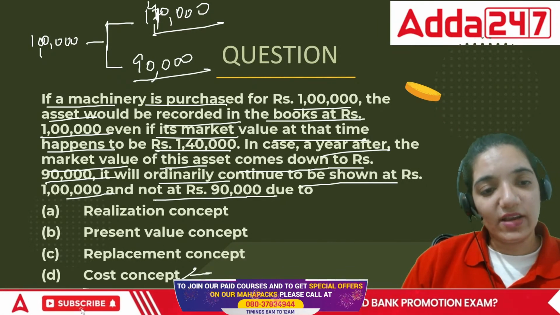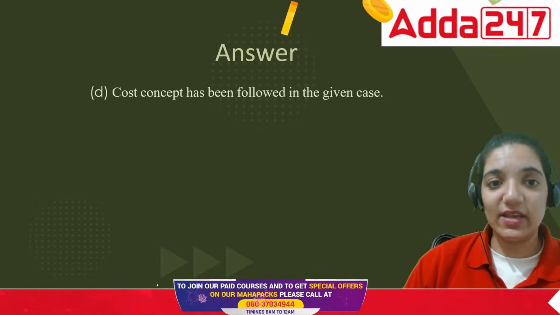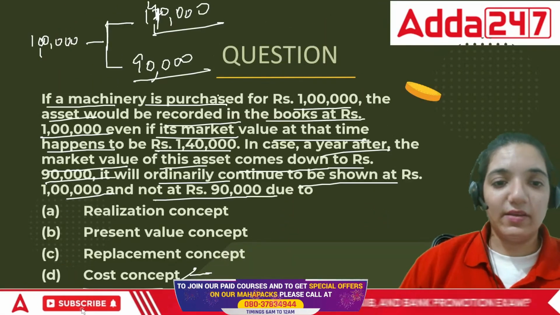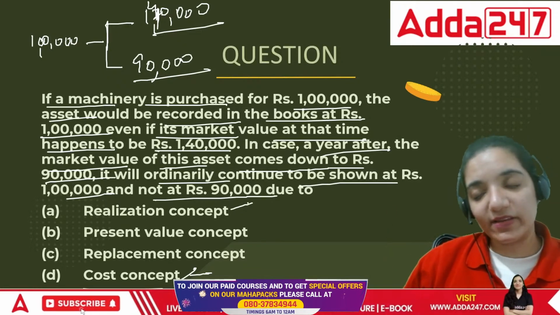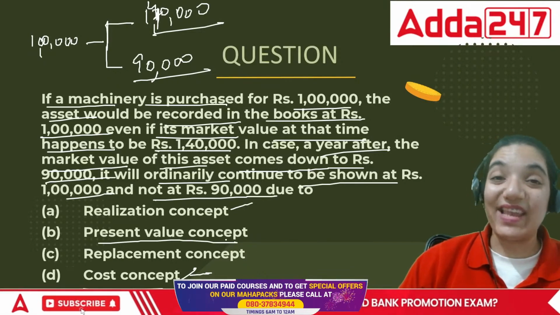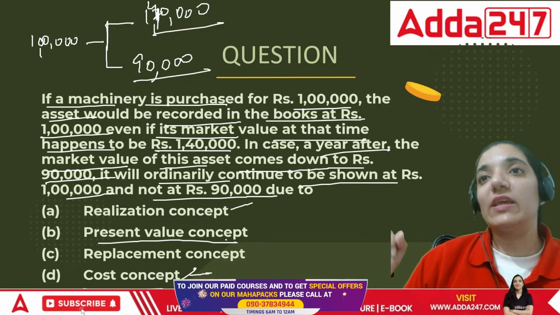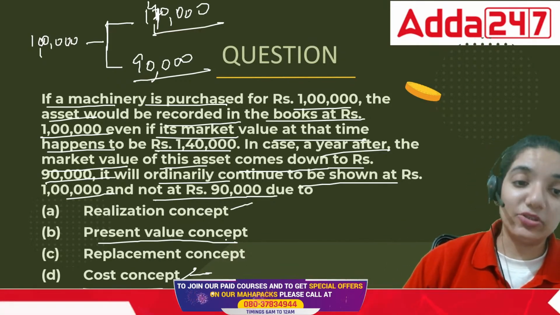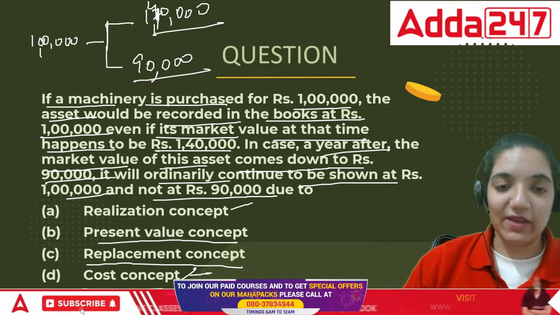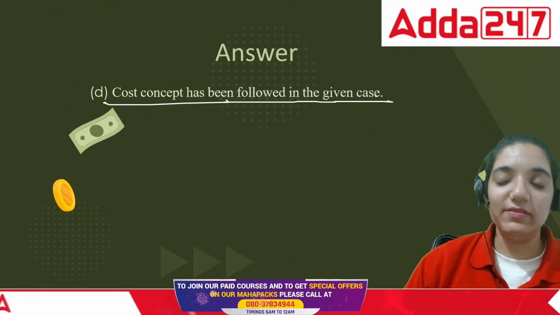This says record things at cost. Don't try to change the value every single day. So the cost concept is the case. Realization concept says that till the time you don't receive the money, don't record. Present value concept talks about what is the value today. Why do we need to note it? There is no such concept in accountancy. It's always historic in nature. Replacement concept is basically how much money I will have to shell out to get that thing. So in this case, cost concept has been followed.